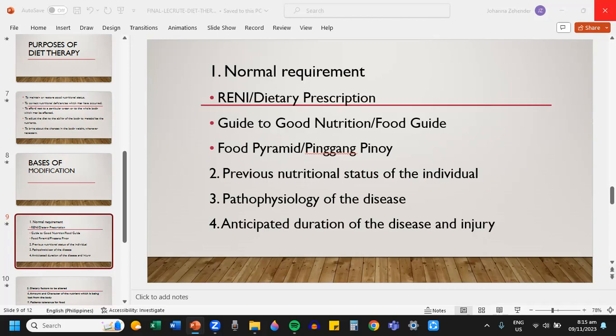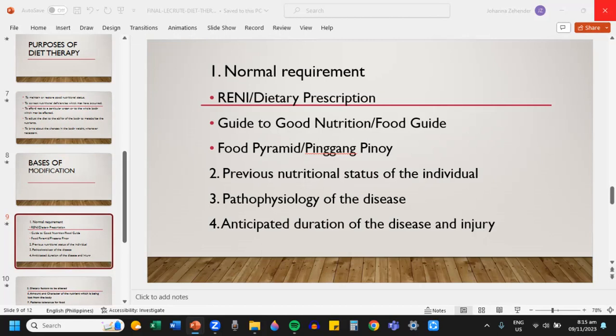Third, pathophysiology of the disease. Okay, so itong si pathophysiology of disease, like one example, yung kidney disease or renal disease, hindi sila pwede sa excessive sodium, hindi din sila pwede sa excessive protein. So, they have restrictions for protein and sodium. Kasi nakaka-damage ng kidney.